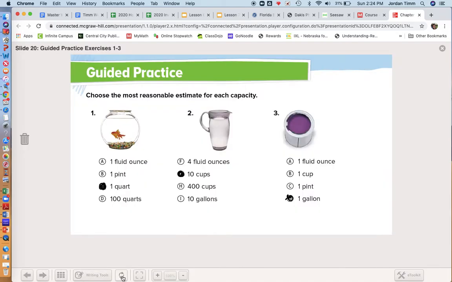All right, let's go to our guided practice on 1, 2, and 3, okay? So choose the most reasonable estimate for each capacity. So we have this fish bowl. Would it be 1 fluid ounce, 1 pint, 1 quart, or 100 quarts? Number 2 is a pitcher of water. And number 3 is a gallon of paint. So go through and answer these. I'll give you about a minute to select your answers, and then we will check them together.